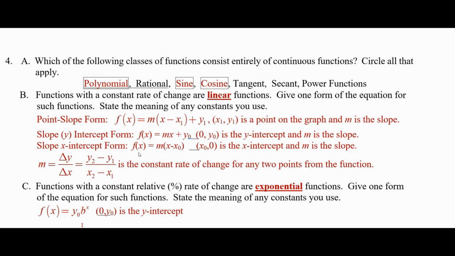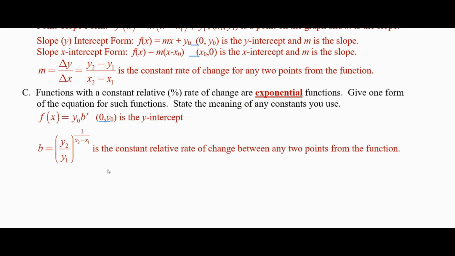There's also a slope-x-intercept form that's the factored form. f of x is m times parentheses x minus x sub 0, and here x sub 0, 0 is the x-intercept. M is the slope. The slope m is delta y over delta x, y2 minus y1 over x2 minus x1. That is the slope, the constant rate of change between any 2 points. We can do this between any 2 points on any function, but if it always turns out to be the same thing every time, that's what makes it linear.